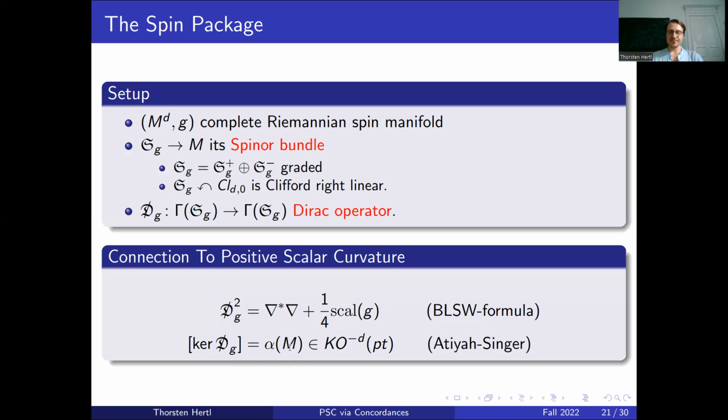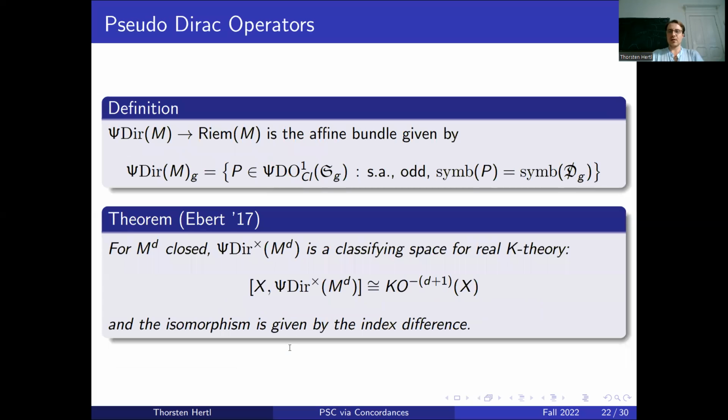Okay, but as I told you also in the previous video, I'm not so much interested in the existence question. I'm more into secondary questions, and therefore I would like to modify this setup to obstruct homotopies relating a generator to the trivial element of a homotopy group. In order to do that, I need a convenient description of the classifying space of K-theory, and this was luckily provided to us by Johannes Ebert. He observed that the space of all pseudo-Dirac operators is a classifying space for real K-theory.